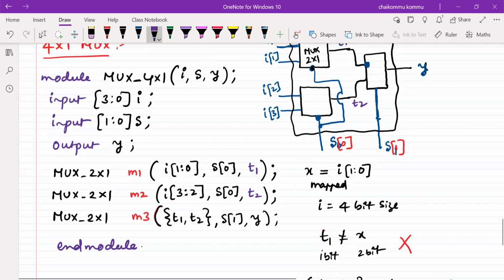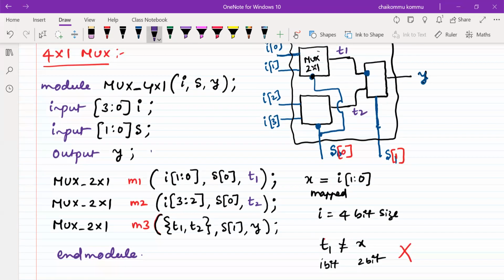T1, T2 are not declared, so I want to write wire T1 comma T2. That's it. You may ask the question, sir, why can't we make T1, T2 a vector also? Yes, you can write the vector also. There is no problem, but you have to change the first multiplexer, the M1 module. Instead of T1, we have to write T[1], here T[2], and here T[2:1].